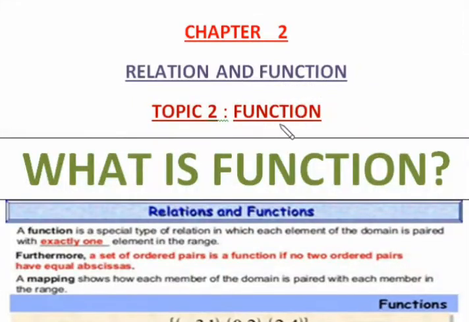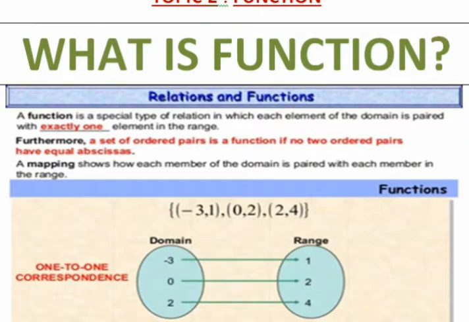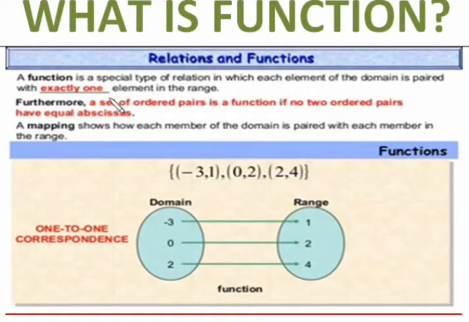Its topic is function. Now what is function? Before this we know about the relation. On the basis of relation we define function. A function is a special type of relation in which each element of the domain is paired with exactly one element in the range. Here we have a domain, here we have a range, and one correspondence is there. That special kind of relation is said to be a function.